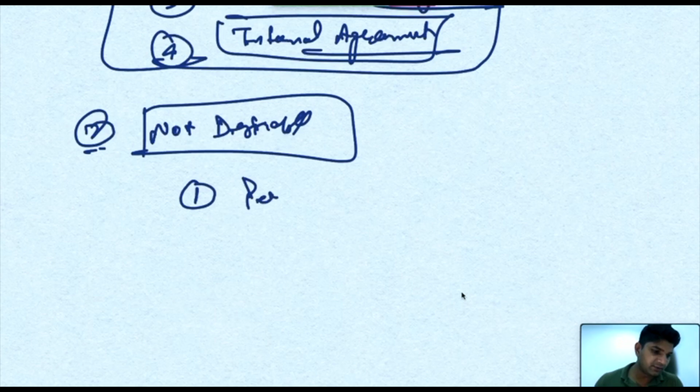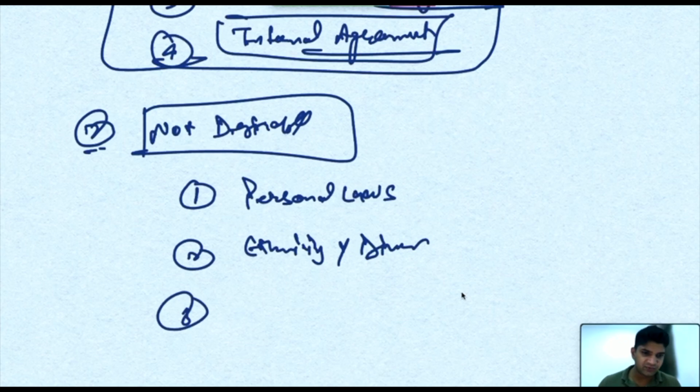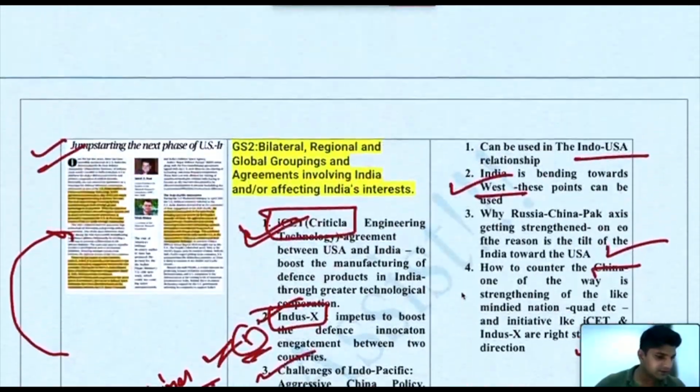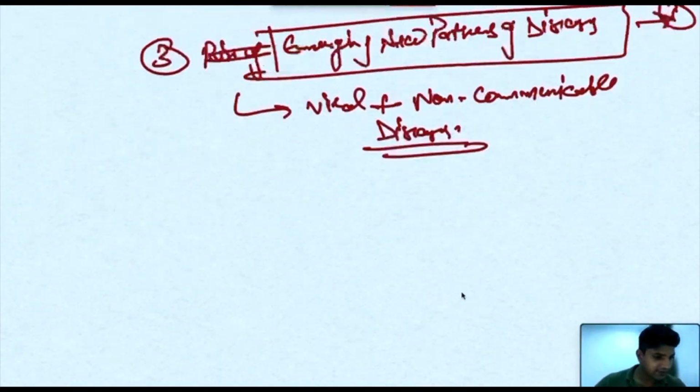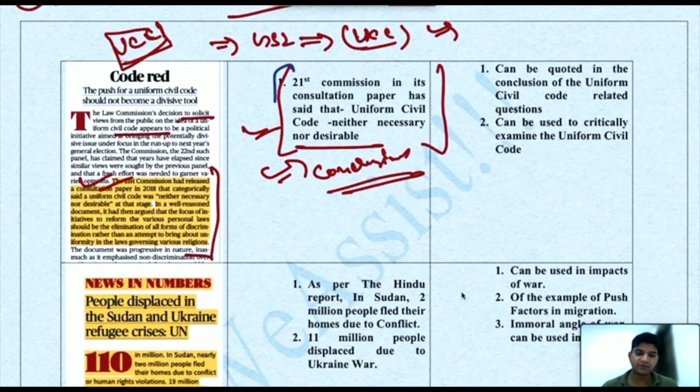One is personal laws, then ethnicity and diversity, okay, then individuality or freedom of religion or customs, you can say. These were the reasons they will get hurt, so it's not desirable also. And then we conclude with this heading. Then we conclude with this: the 21st Commission has also said that neither it's necessary nor it's desirable. This is how we structure as per the demand of the question. Okay, clear?